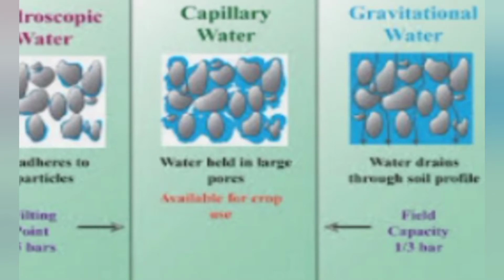I have the third type of water, which is gravitational water. Gravitational water is that type of water that obeys the force of gravity. Therefore, it's also not available for plant use. It goes beyond the reach of the plant, so the plant will not be able to use or utilize such water.